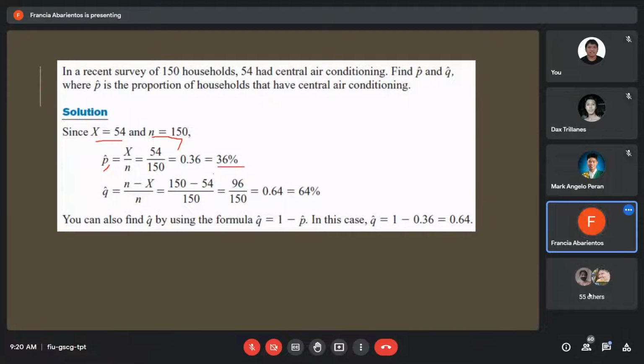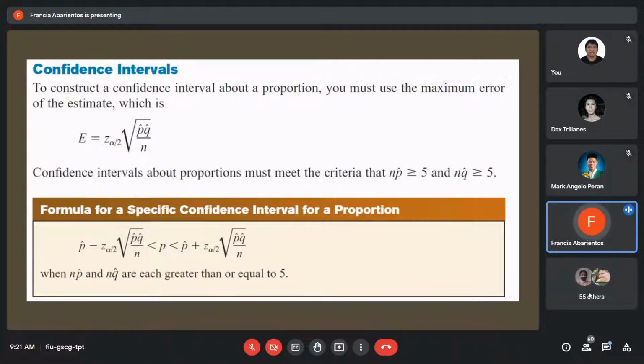36%. So, pinapahanap din sa atin yung q hat. Okay. By using the formula q hat is equal to 1 minus p hat, makukuha din natin siya as 0.64 or 64%. Diba? You can use this or you can use this. Okay. So we have now the confidence intervals using for the proportion kung we have kanina for a given sample mean. Okay. We will have now the specific confidence interval for a proportion.